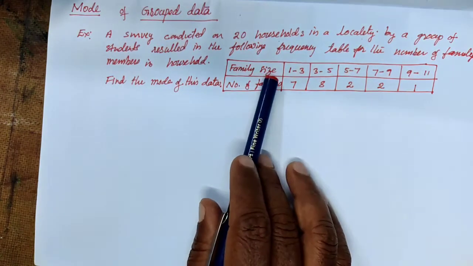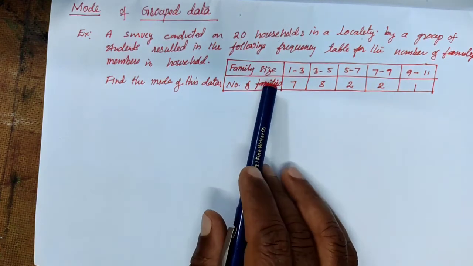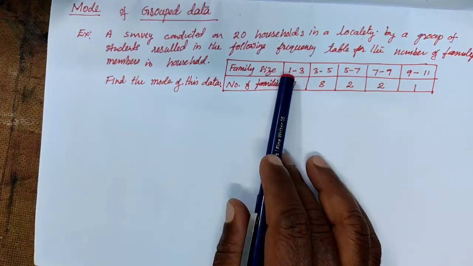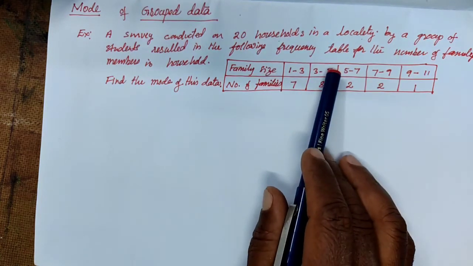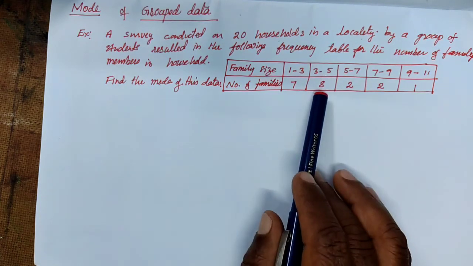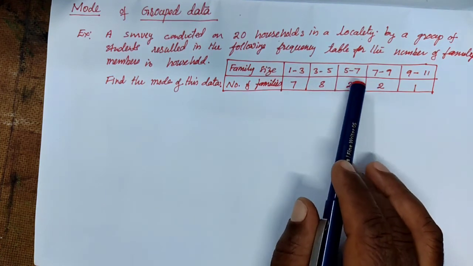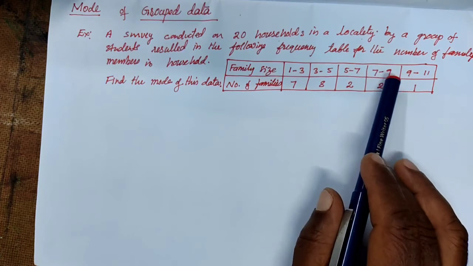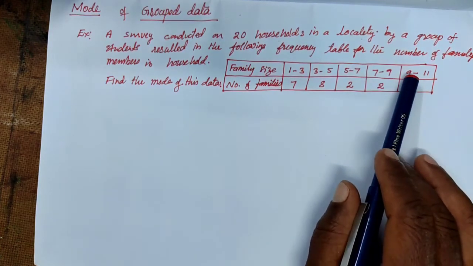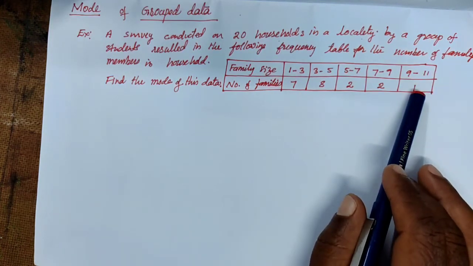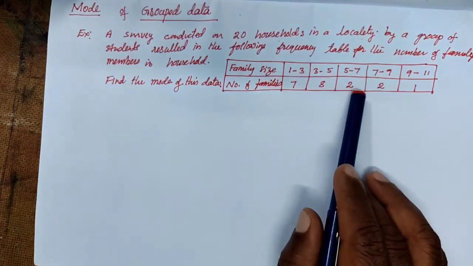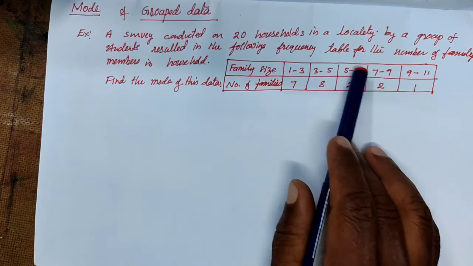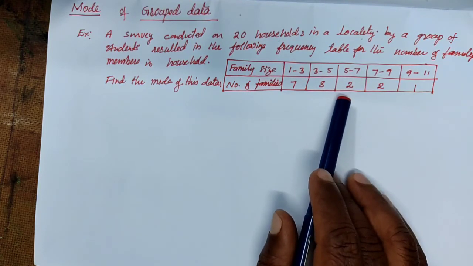So family size and number of families. Family size 1 to 3, 7 families. 3 to 5 family members, 8 families. 5 to 7, 2 families. 7 to 9, 2 families. 9 to 11, 1 family. Okay, so this is family size and this is number of families. For this data we have to find the mode.